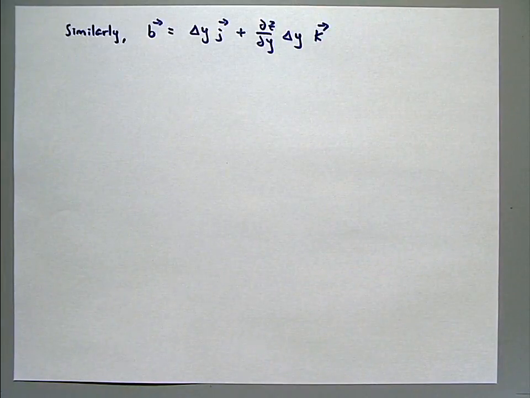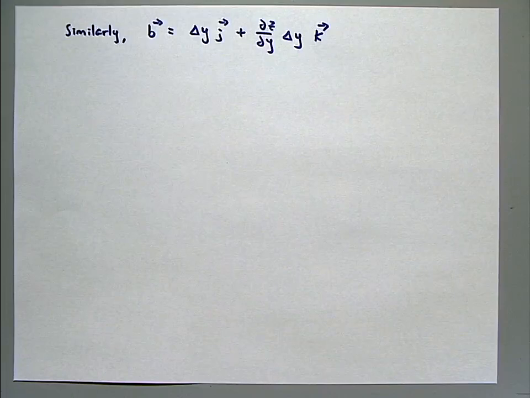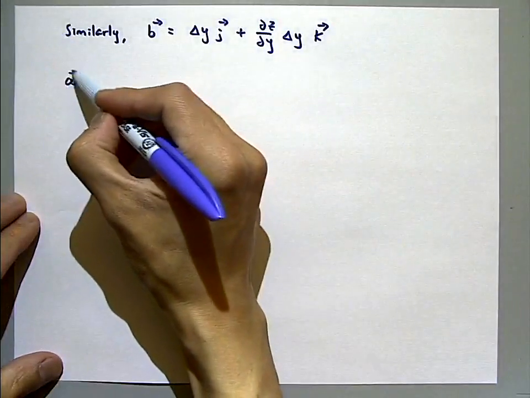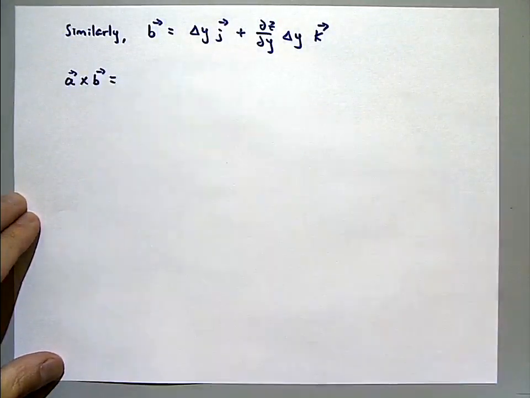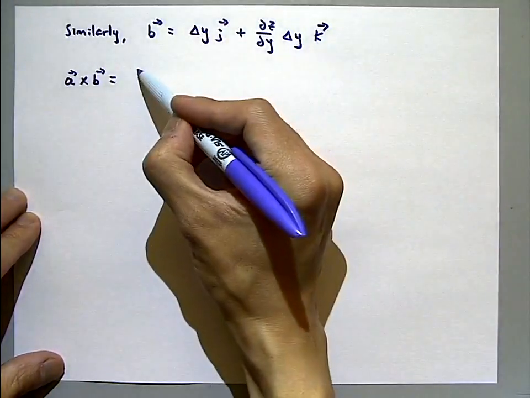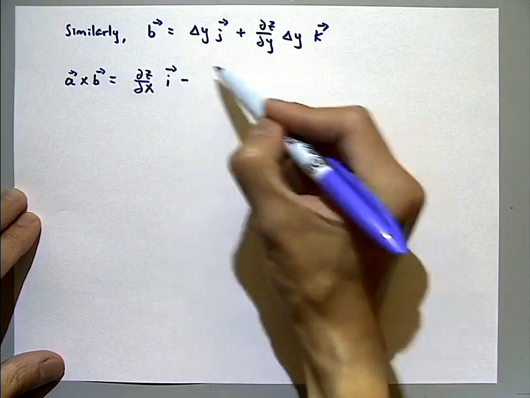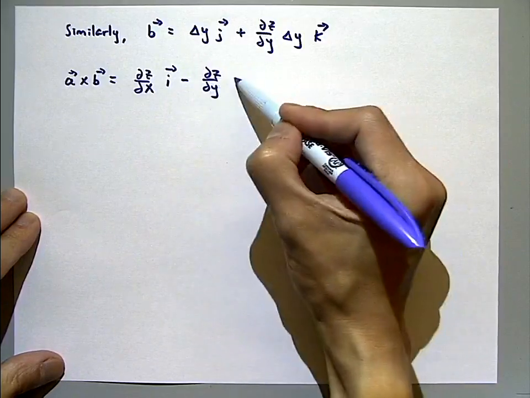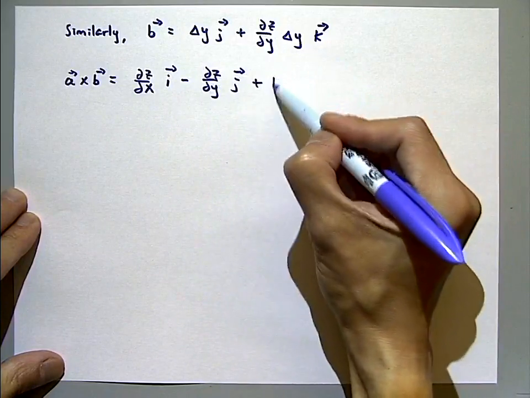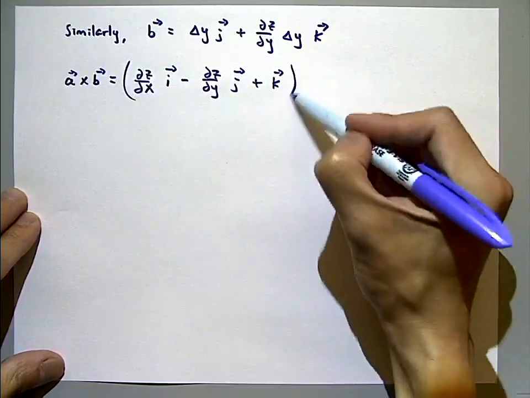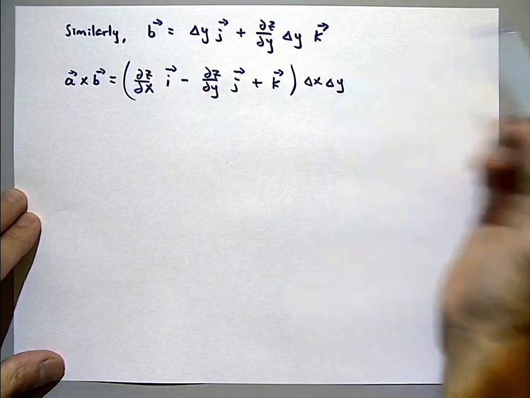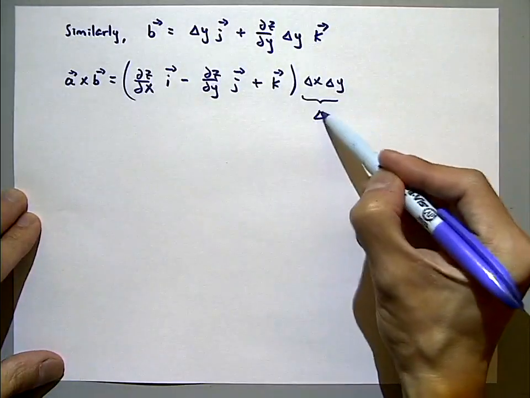Okay, now we can calculate the area of that small tangent plane. And that's going to represent the area of the true surface right below the tangent plane. And then we integrate over the whole thing. If you do A cross B, you get partial z, partial x, i minus partial z, partial y, j plus k, times delta x, delta y. And by the way, this is dA, delta A.